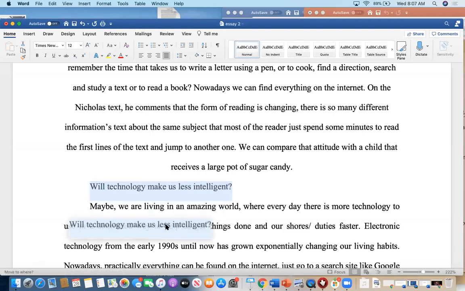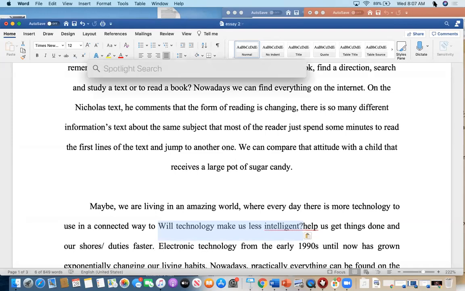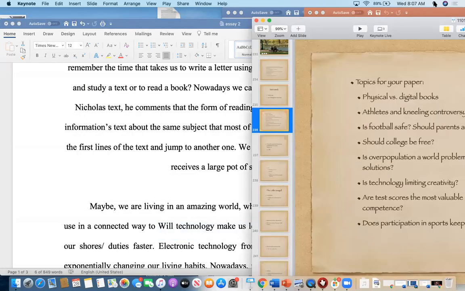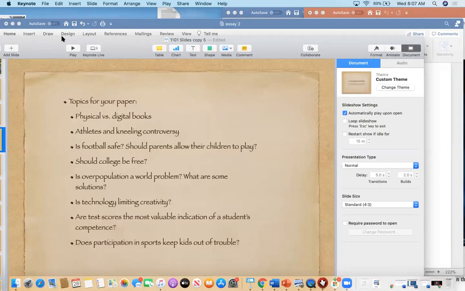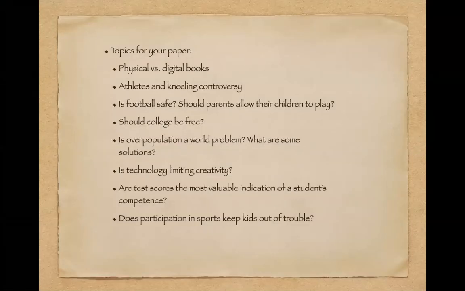And then he goes on. We can get more into detail about this paper later on, but let's go through the slides for this week. Once again, remember that I want you to be able to write any kind of paper that interests you. There are some possible topics you can go through here: physical versus digital books, athletes and the whole kneeling controversy, is football safe and should parents allow their children to play, should college be free, and is overpopulation a huge problem?